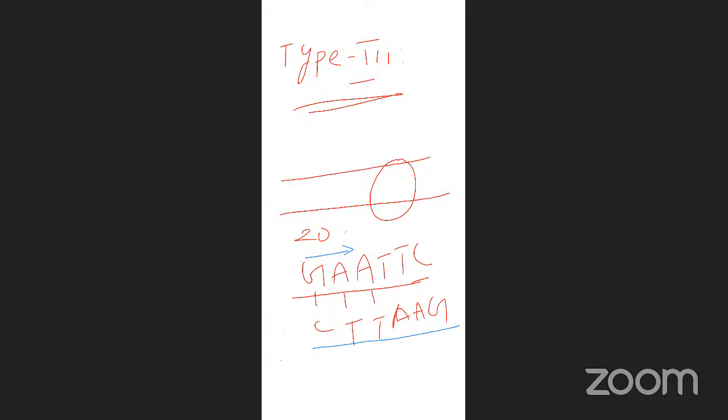Now read the second strand in the backward direction: G A A T T C. It's the same, vice versa. The same sequence is repeated forward and backward. That is a palindromic sequence. If it is dissimilar, it is non-palindromic. Okay, sir. Thank you.